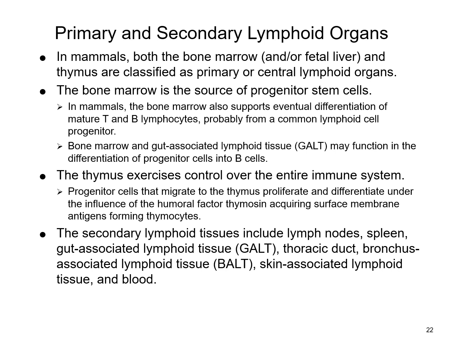Now, your secondary lymphoid tissue is going to include the lymph nodes, the spleen, the gut-associated lymphoid tissue, the thoracic duct, bronchus-associated lymphoid tissue, skin-associated lymphoid tissue, and the blood.